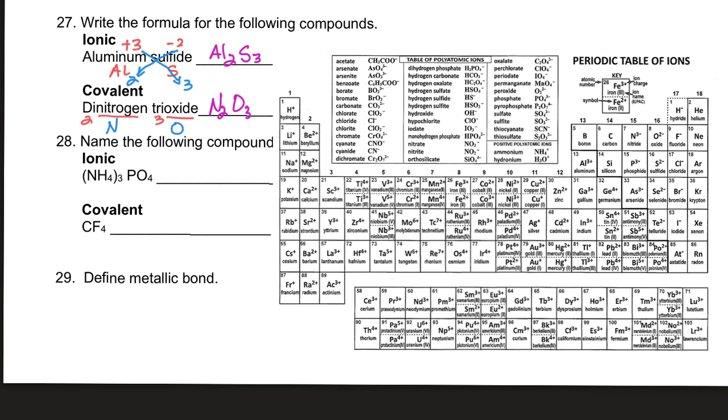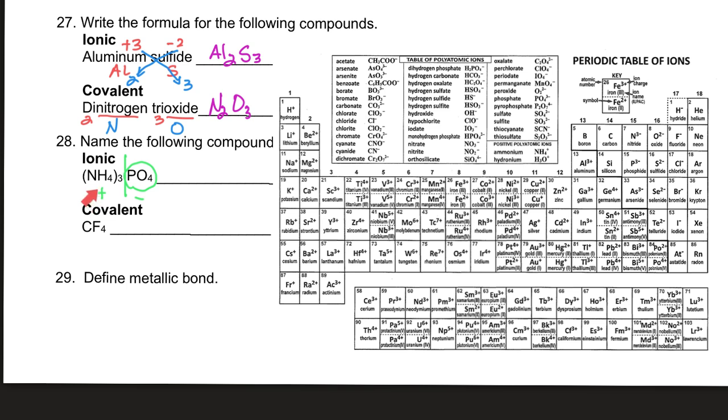Now we move on to 28. We're going to name the following compounds. They're providing us formulas. Here's an ionic compound with a formula and a covalent compound with another formula. So let's begin with the first part. Notice here we've got 2 different atoms. And what I can do here, just to illustrate the way I've done it in class, the first part is the positive side, and the other part, I circle the entire thing, and it's negative.